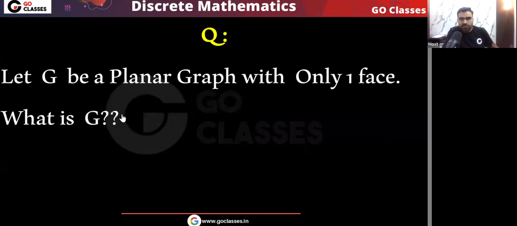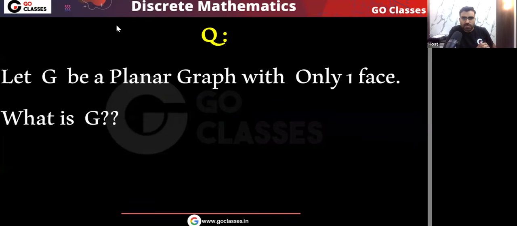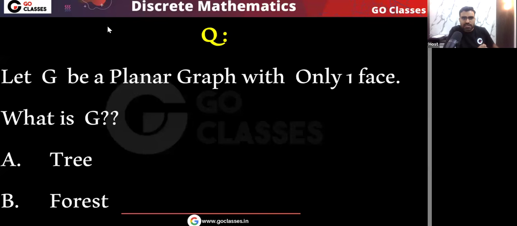Tell me the answer for this question. G is a planar graph with only one face. Then what is G? Can anyone tell me? You have a planar graph with only one face. Then what is that graph? That graph is a forest. Can I say that graph is a tree? No, I cannot say that, but I can say that graph is a forest.